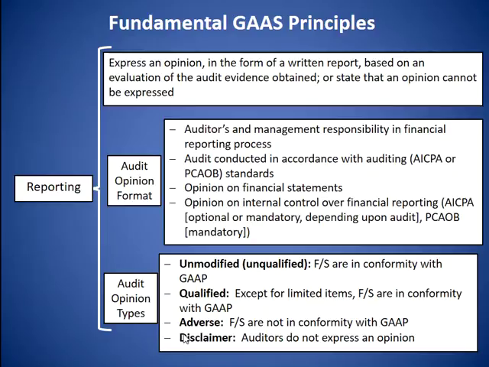Another type of opinion is an adverse opinion. This is the worst one you can get. The financial statements taken as a whole are not in conformity with generally accepted accounting principles. And the last one is a disclaimer, where the auditor has gone through the financial statements and, typically because of an insufficient amount of evidence, inability to accumulate the evidence, or some prohibition in obtaining the evidence, will issue an opinion where they do not express an opinion on the financial statements.